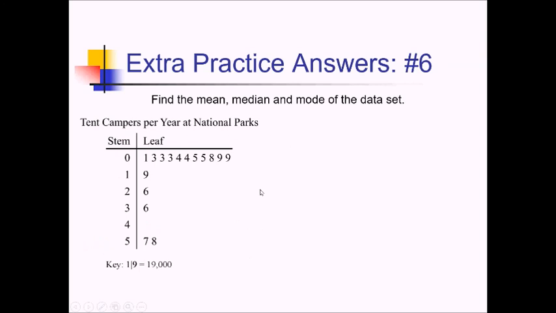For this one, we have a stem and leaf plot for which we want the mean, median, and mode. So we'll start with the mean. First, let's figure out how many data items there are, and then we'll add up all the data items and divide by the number of items.